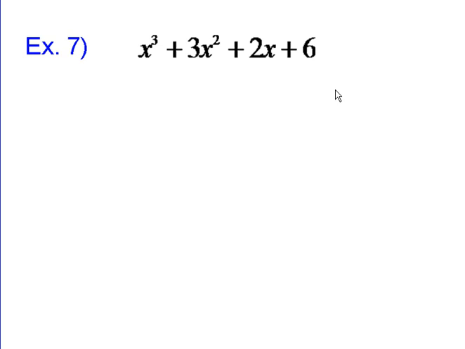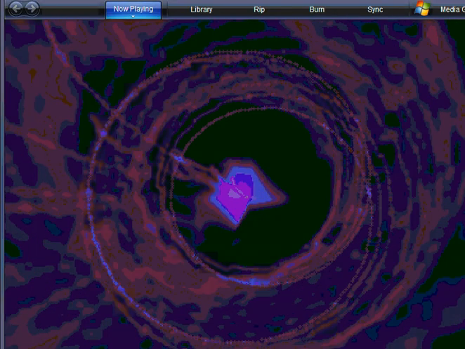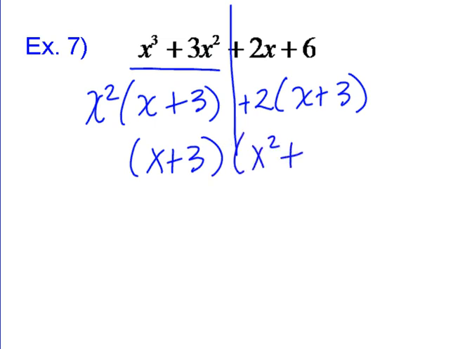Try it again a couple more times. Cut it in half, look to the left, x cubed plus 3x squared. Here we're going to pull out just an x squared. That leaves behind an x plus 3. We write that x plus 3 down, and we'll get that plus 2, and then we'll multiply our 2 binomials, x plus 3 times x squared plus 2. And those are our 2 binomials.